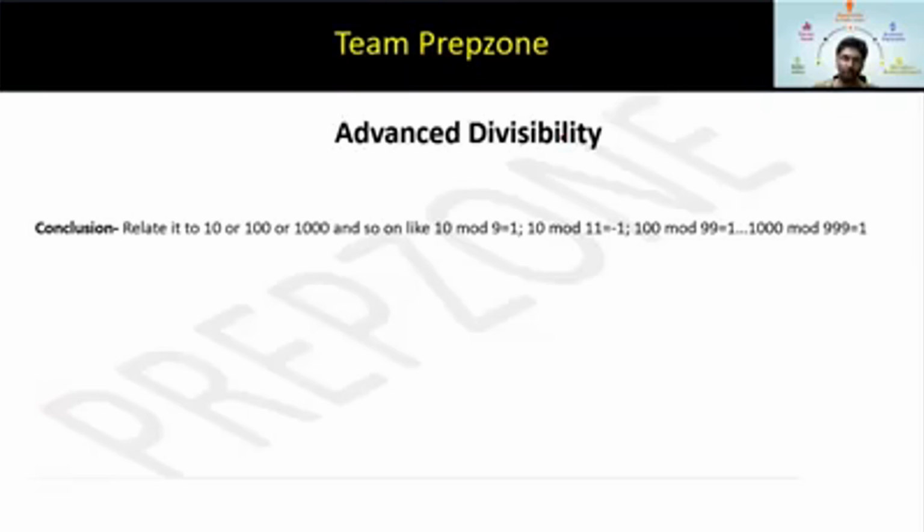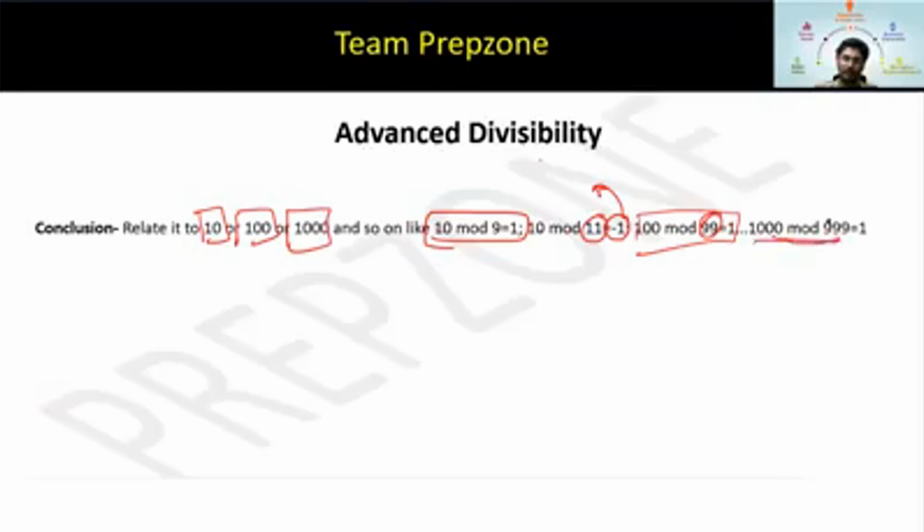So what is the conclusion? That if there is any number related to 10 or 100 or 1000, like 10 mod 9 is what? 1, right? I've related 9 to 10. About 11, 10 mod 11 is what? -1. That is the reason we are taking alternate positive negative for 11. Okay, what is 100 mod 99? Again it is 1. That is why we are making pairs of 2. 1000 mod 999 is 1. We are making pairs of 3. This is just a conclusion of whatever we have discussed.